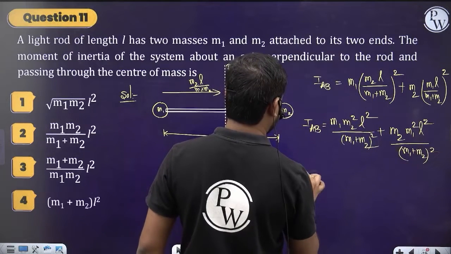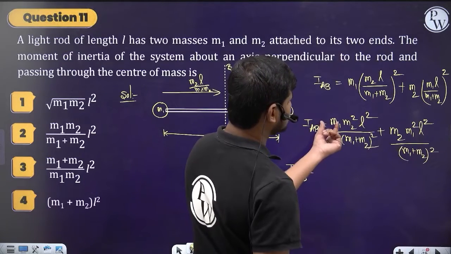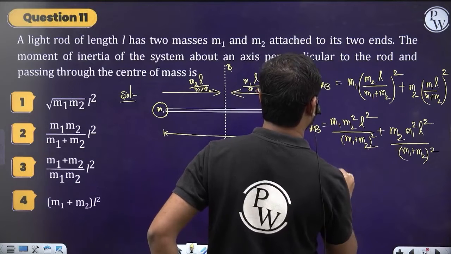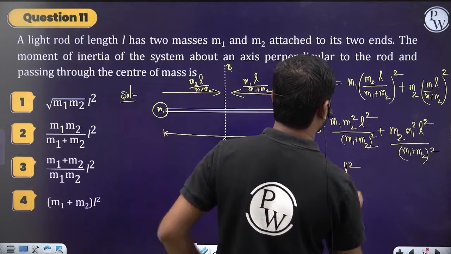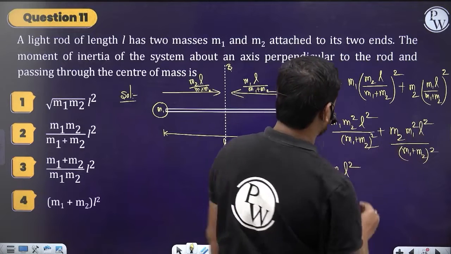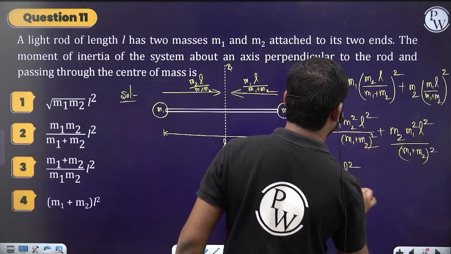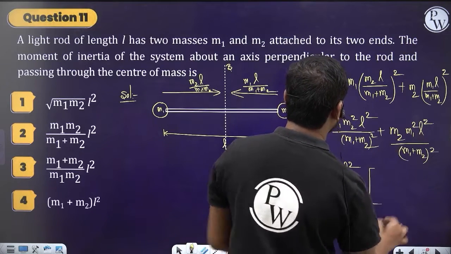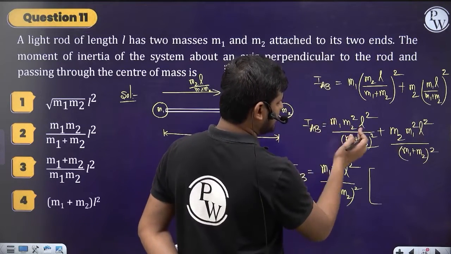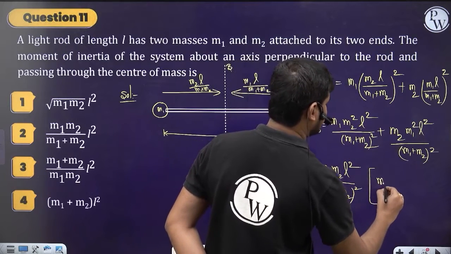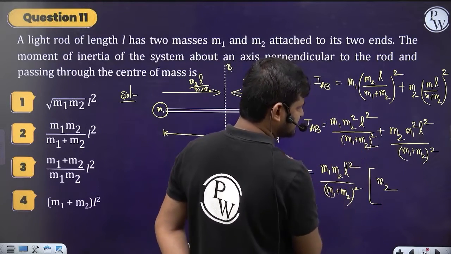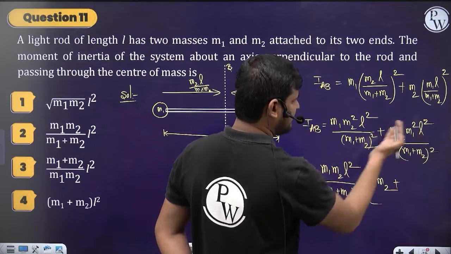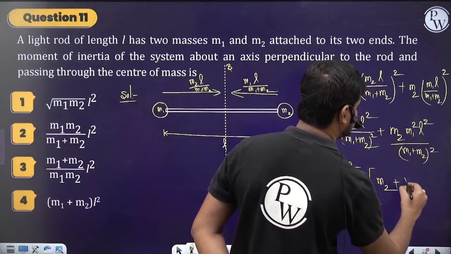So I_AB, the moment of inertia about AB, is equal to, in the numerator I can take M1 M2 L square common, since M1 M2 is there in both. In the denominator you can take M1 plus M2 whole square common. In the first term, what is left in the numerator? M1 you took out, so one M2 will be there, and L square is out. Plus in the second one M2 is there, and one M1 we took out, so one more M1 will be there.